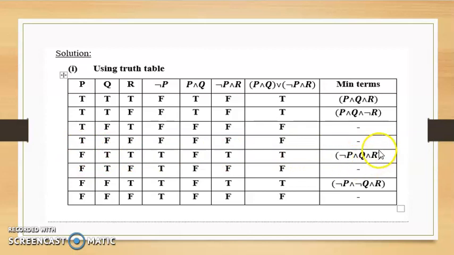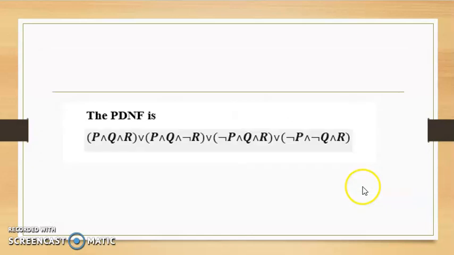So that is the min term. And here also it is true. So false T means not P and not R and R. In this way we form the min terms. Now the sum of all min terms gives us the PDNF. We write all four terms we have taken with disjunction, the sum of all four terms I have written. This is your PDNF.